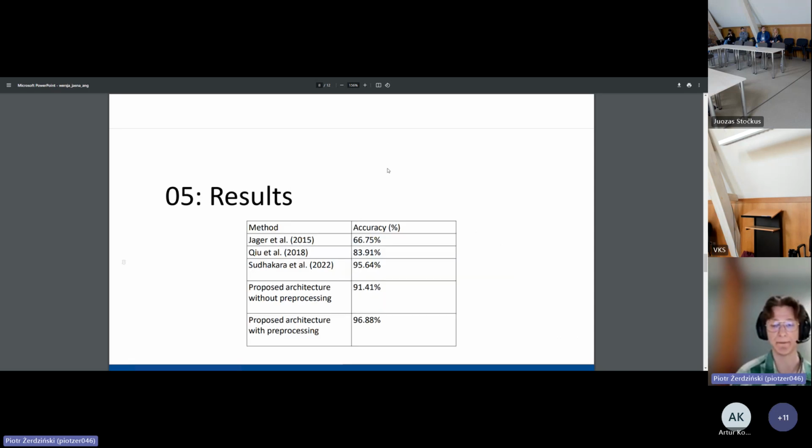Classification of the Croatian fish dataset using the presented architecture was carried out in two stages. Results were compared both for data not preprocessed and after applying this simple transformation. So in the first case, an accuracy of 91.41% was achieved, while after applying preprocessing, the results increased to 96.88%, which is the highest result achieved among published works.